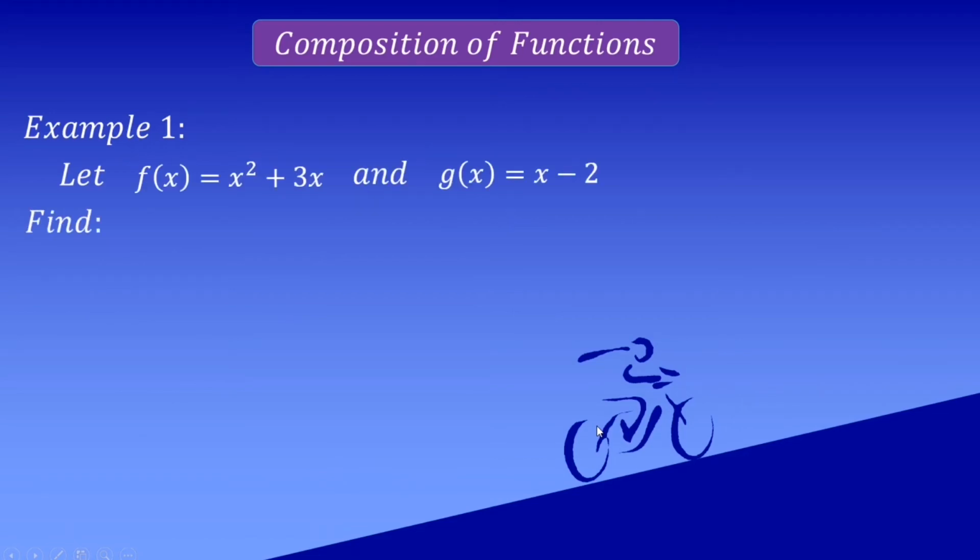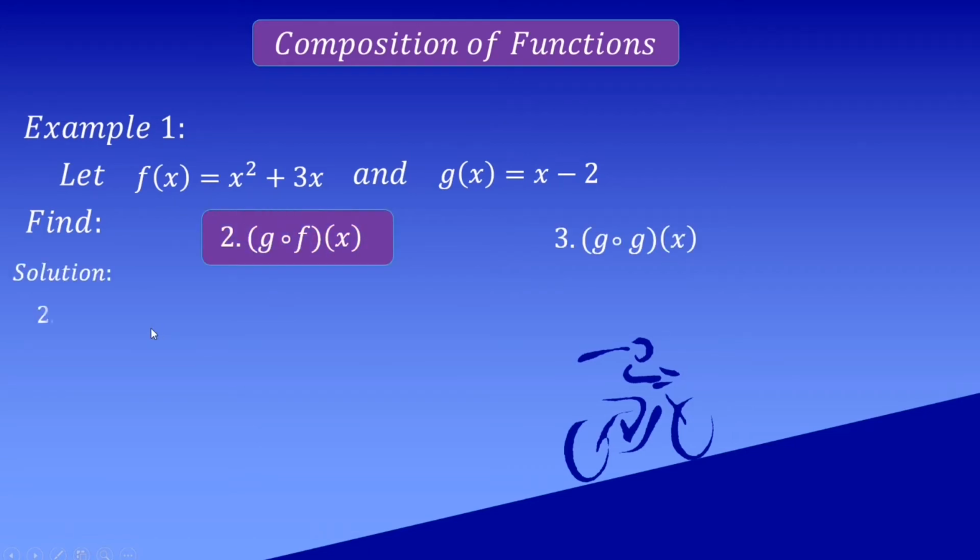Okay, for number 2, we are using the same functions, f of x and g of x, but we are going to find the composition of g and f of x. So take note, for composition of functions, we have an indication of a small circle between the two functions. Let us solve for these notations.